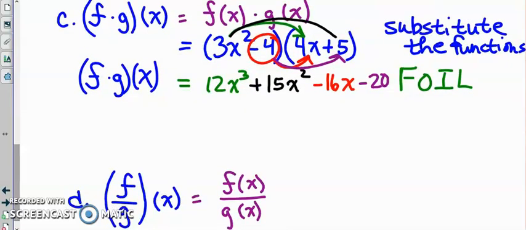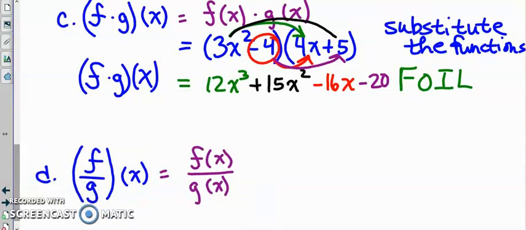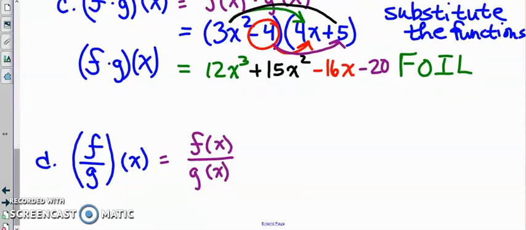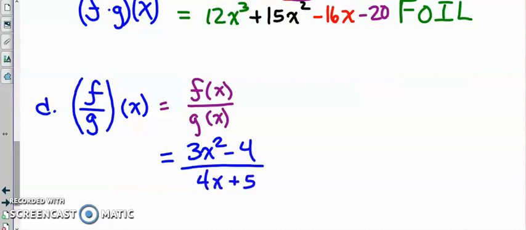All right, and then here's our last one. Go up just a little bit. Again, the first step is to go ahead and substitute the functions in. Always that first step. I'm going to do it underneath here. So again, 3x squared minus 4 up top. On the bottom, we get 4x plus 5. And again, we're just substituting in.